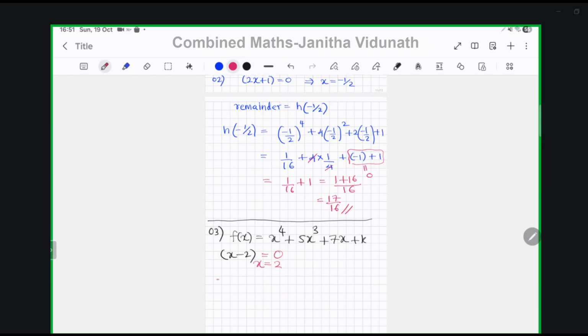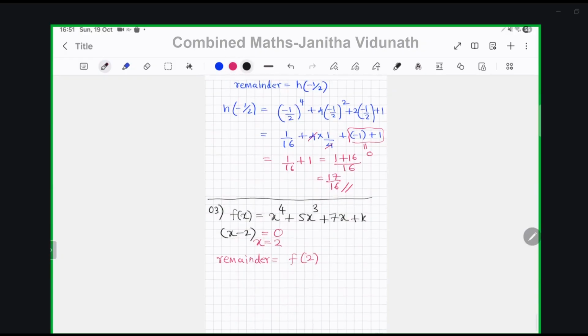Then our remainder should be equal to f(2). That means 2 to the power 4 plus 5 times 2 to the power 3 plus 7 times 2 plus k.